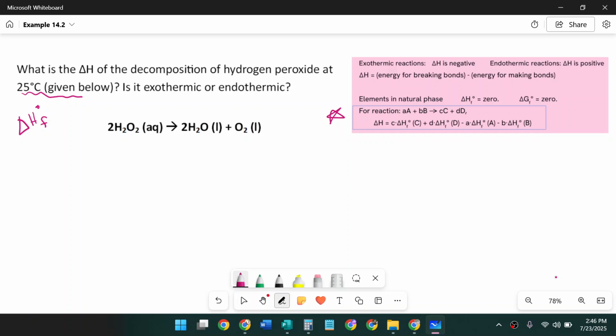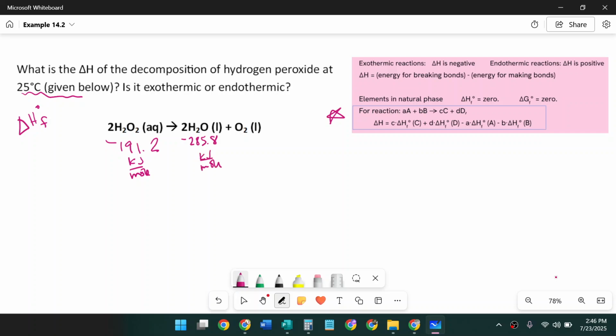So for H2O2 in aqueous form, it is negative 191.2, and that is kilojoules per mole. They're all kilojoules per mole, but I need to write that. All right, so H2O in liquid form is negative 285.8, again, kilojoules per mole.